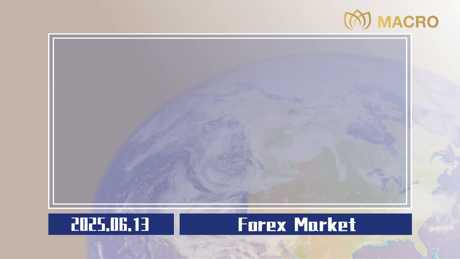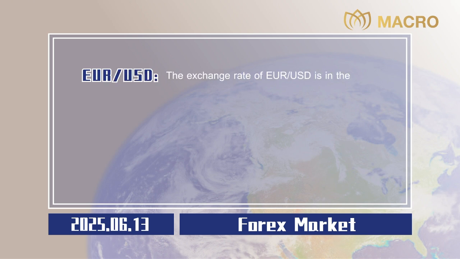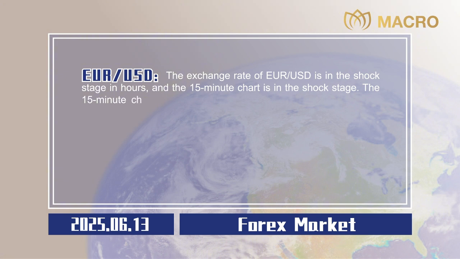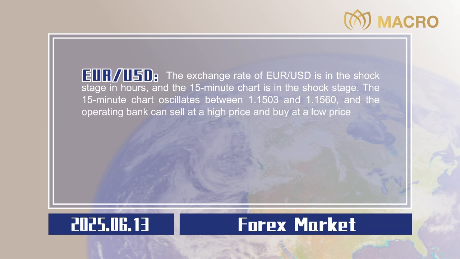Forex market. Euro to US dollar. The exchange rate of euro to US dollar is in the shock stage in hours, and the 15-minute chart is in the shock stage. The 15-minute chart oscillates between 1.1503 and 1.1560, and the operating bank can sell at a high price and buy at a low price in this interval.